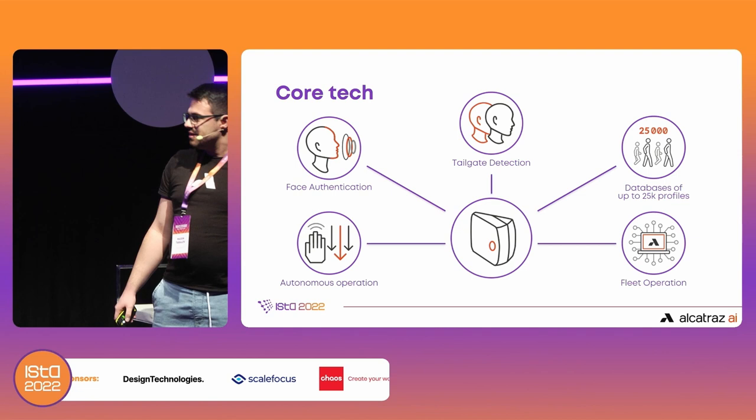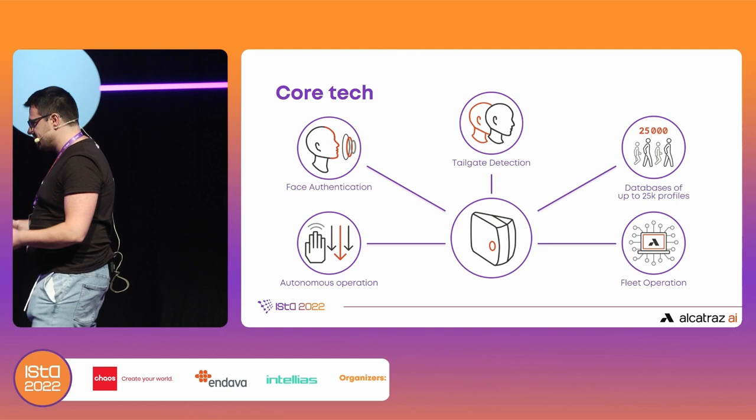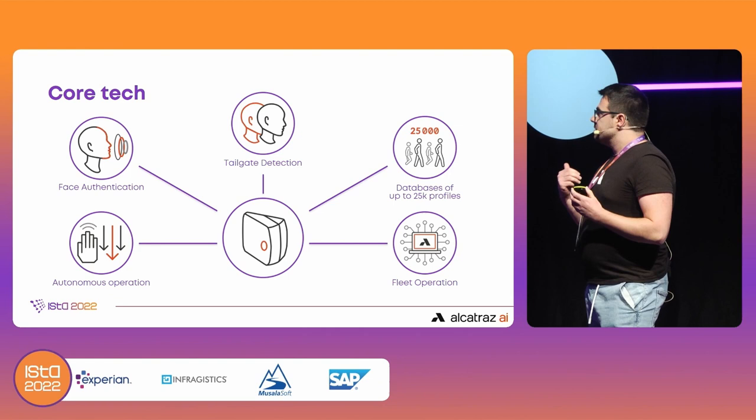Let's begin. What is our core tech? What do we provide? What do we try to do with this device? The thing we are trying to do is replace or augment this ubiquitous badge reader that is present in a lot of offices and a lot of places. We're trying to supplement it with facial authentication, where you can use either one or both. We are trying to do all of this here.